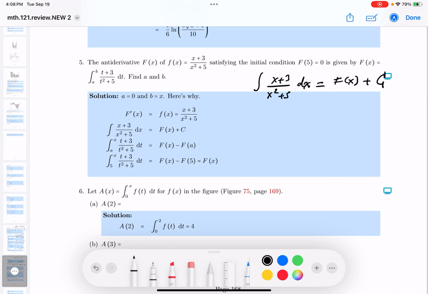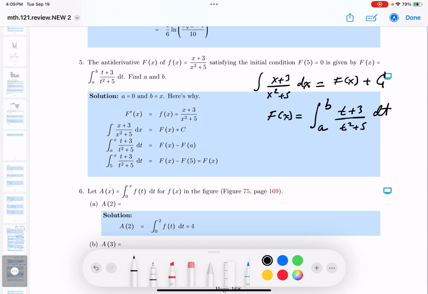So then someone goes on and says there's conditions on this: the initial condition f(5) equals 0 is given. Then they go on to say f of x is equal to the integral from a to b of t plus 3 over t squared plus 5 dt. And then they go on to say, find a and b in the problem.